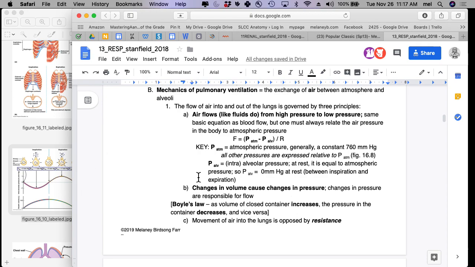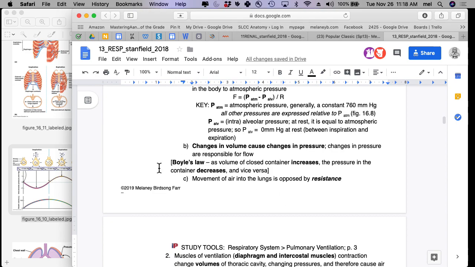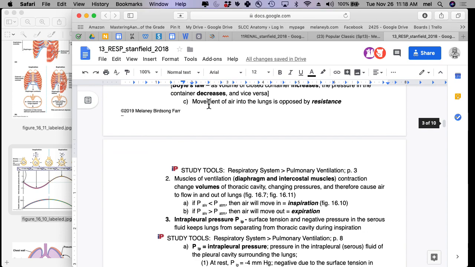The thing that you already know is that changes in volume will cause changes in pressure, and changes in pressure will cause flow. Good? Okay, so this is Boyle's gas law. Did you guys learn this in physics? Boyle's gas law basically says that if you have a container and you squish it, the pressure increases as the volume decreases. And if you have a container and you stretch it, the pressure decreases as the volume increases. So it's an inverse relationship between pressure and volume. The movement of air into the lungs is, of course, opposed by resistance.